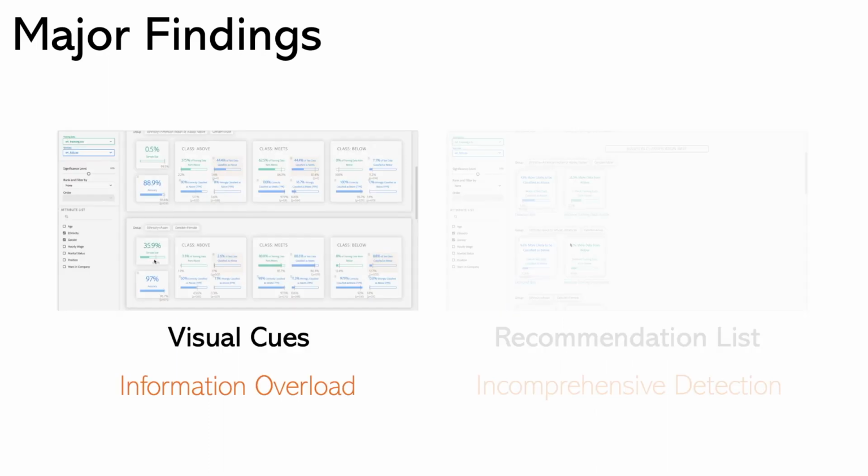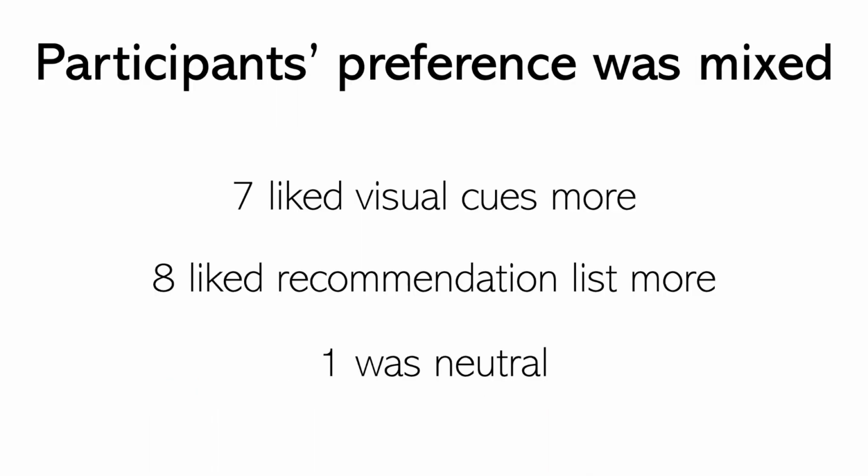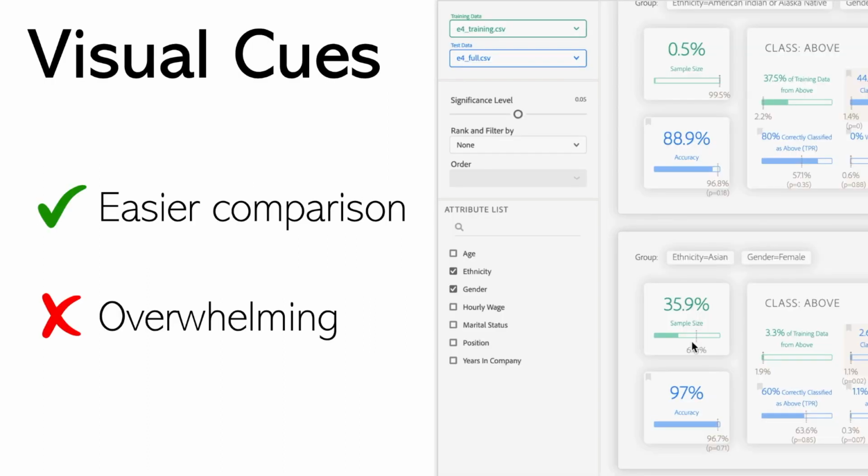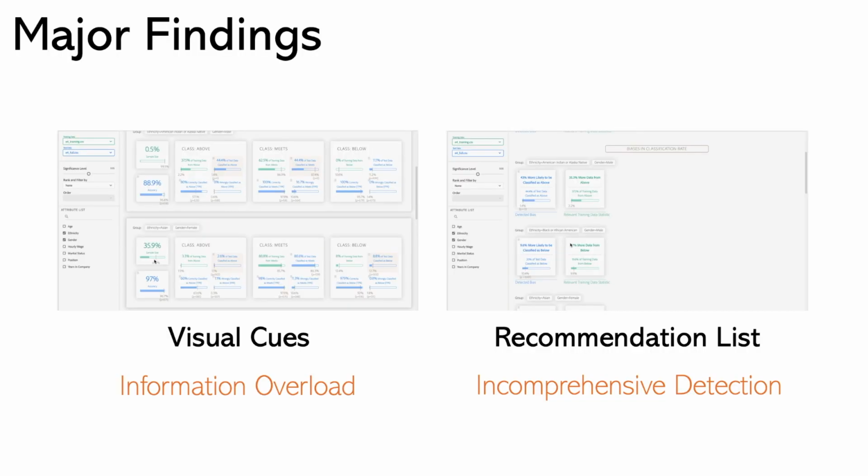Another finding is about information overload in the prototype using visual cues. Participants' preference for the prototypes was mixed. For the prototype using visual cues, participants felt that showing all of the performance measures allowed easier comparison, but it was overwhelming because it showed too much information at the same time. So these are the two main takeaways. The visual cue prototype can cause information overload, while the recommendation list prototype can cause incomprehensive bias detection.